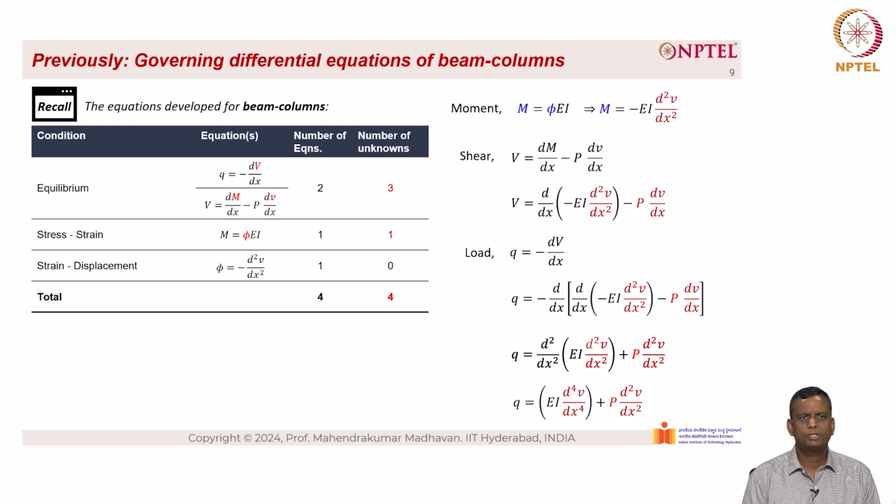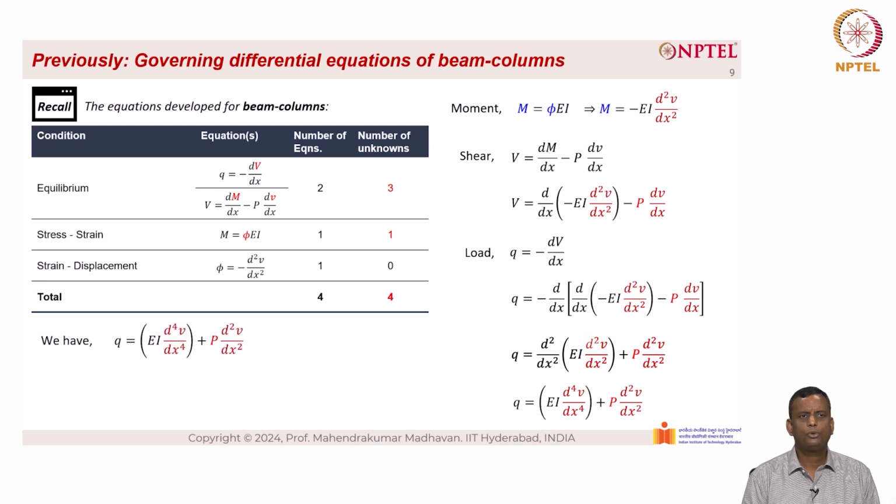The stress strain equation is M equal to phi into EI. The number of unknowns is 1, which is phi. The strain displacement is given as phi equal to minus d square v by dx square. The number of unknowns is 0. So we have 4 equations and 4 unknowns.